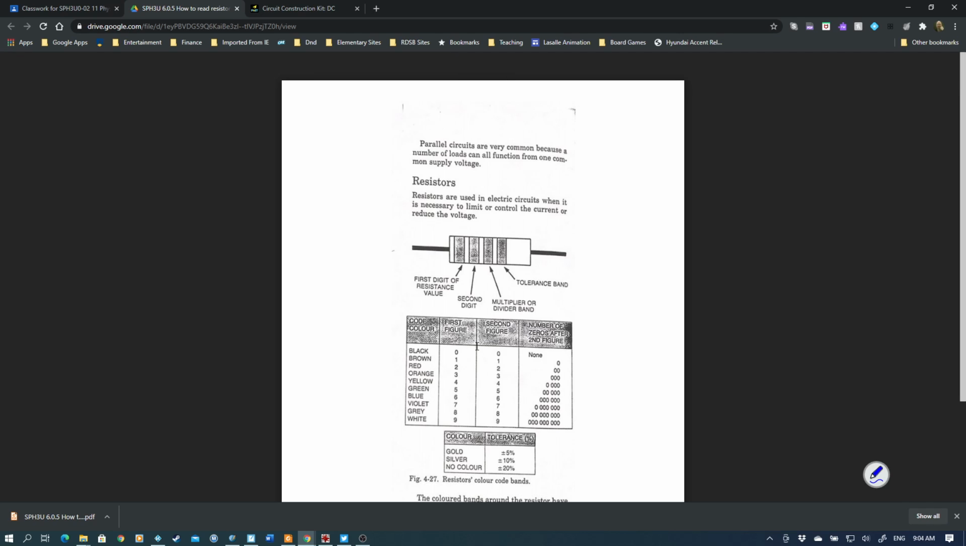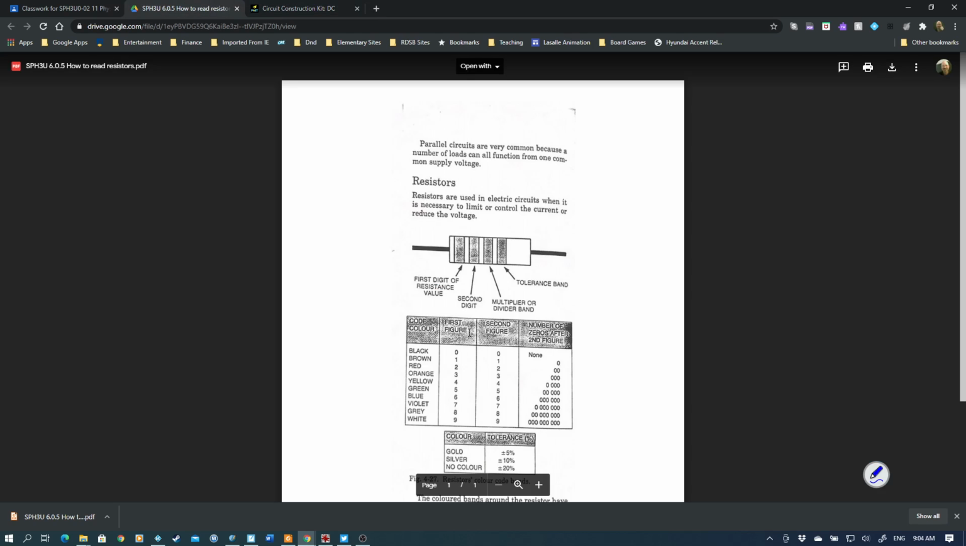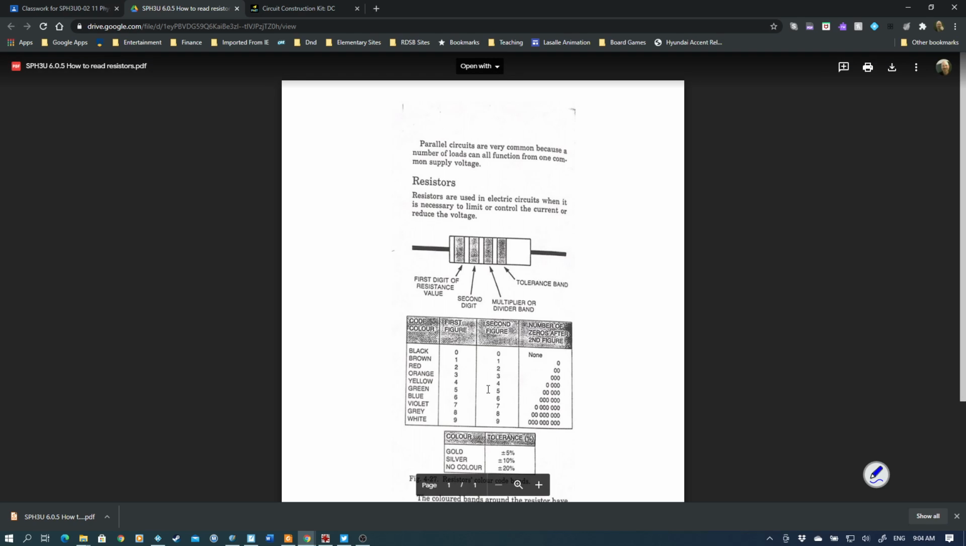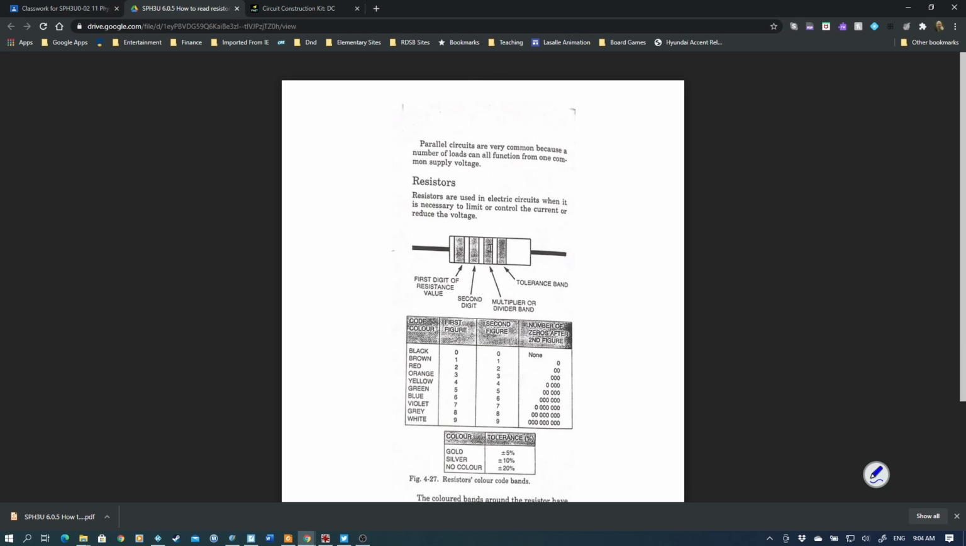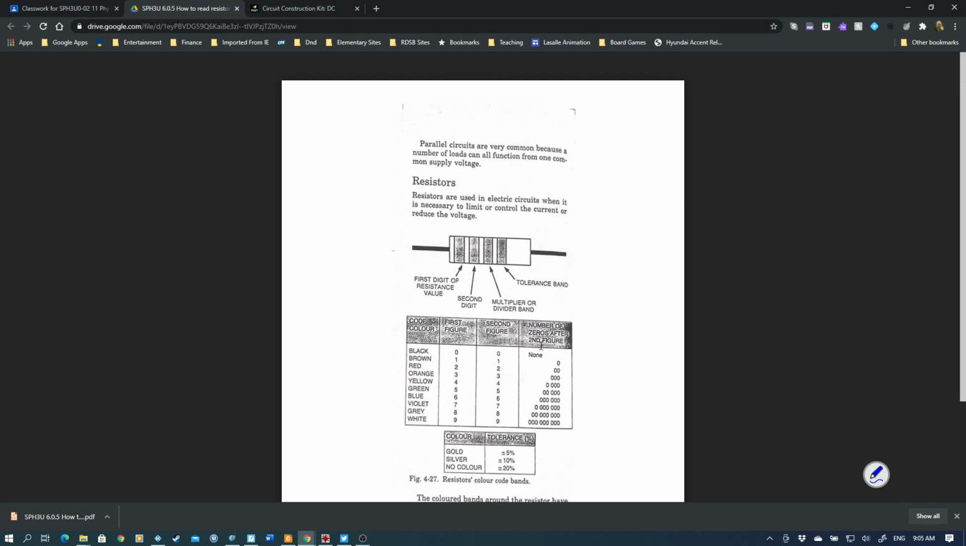Okay, so if we're looking at what number is red, red is 2. So if you look at here, because I've got a 25 ohm resistor, the first band is going to be red because red represents 2. The second band is green. If we go back to the resistance here, green is 5. So if we're looking at the second color, that's the second figure or the second digit in our number, 25 would be red and green. The third number is the multiplier. So this is scientific notation, okay?